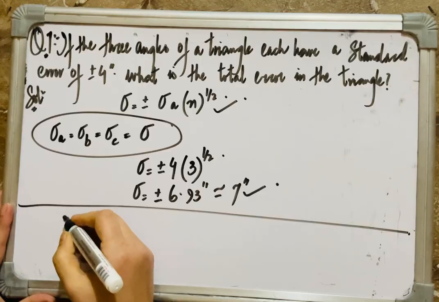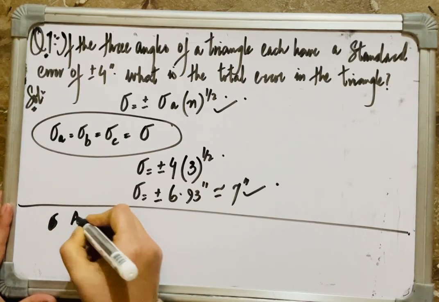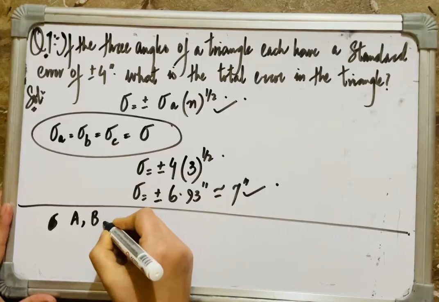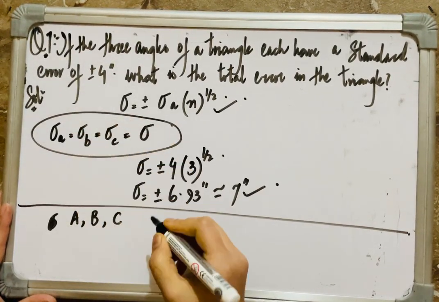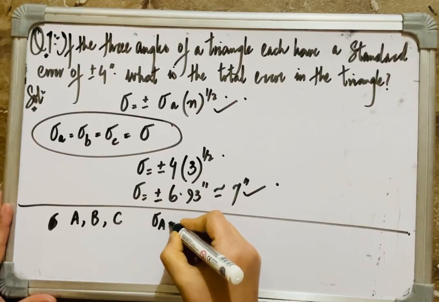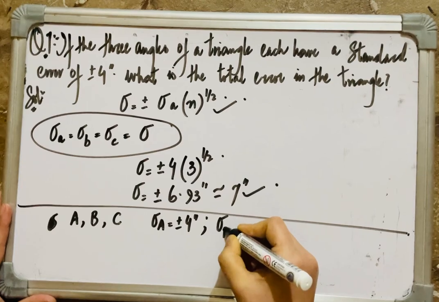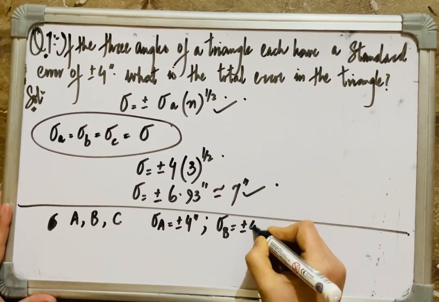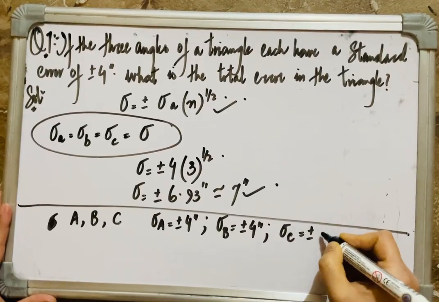We have to calculate the standard error in, let's call these angles, angle A, angle B, and angle C. Each have a standard error of plus minus 4 seconds. That means sigma A is plus minus 4 seconds, sigma B is plus minus 4 seconds, and sigma C is plus minus 4 seconds.